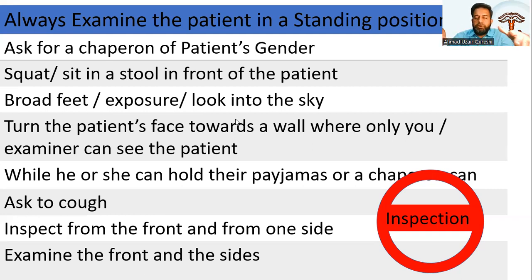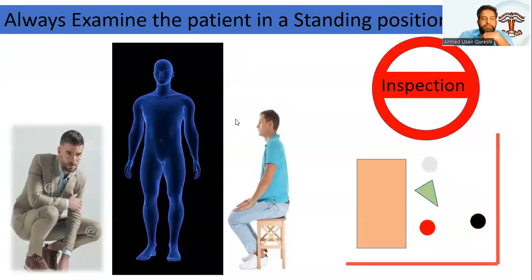Ask the patient to have broader feet, expose the area, and ask him to look into the sky. Turn the patient's head towards the wall. I will show you what I mean by this. It gives the patient a sense of privacy, while he or she can hold their pajamas, or a chaperone can do this. Ask them to cough. This is the inspection. This is how you start. Inspect from the front and inspect from the back as well.